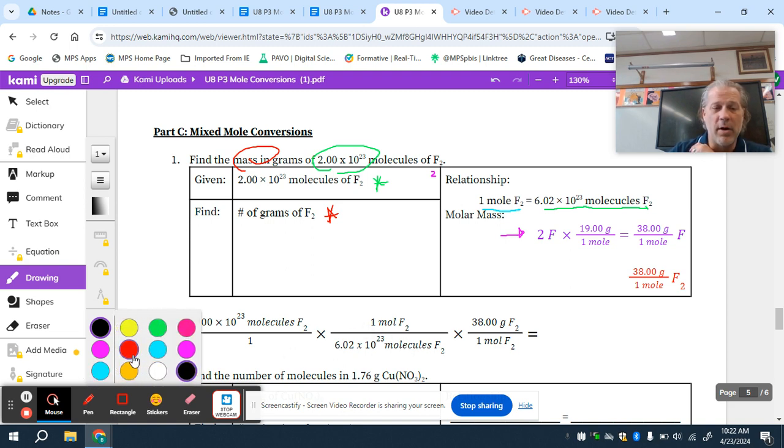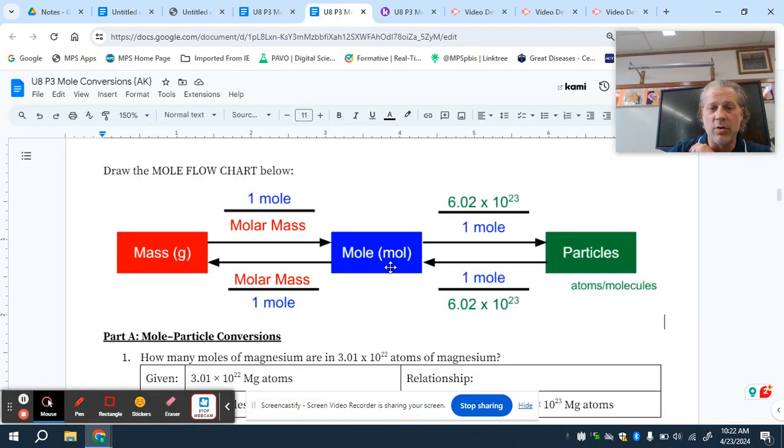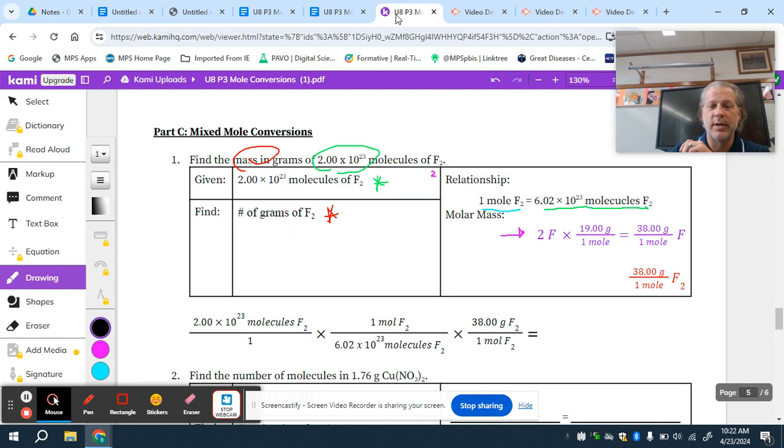And then the next part of the mole flow chart is going from moles to mass. And when I go from moles to mass, my calculated molar mass goes on top and 1 mole has to go on the bottom. So in this case, that's what I did. I put the molar mass of fluorine on the top and the 1 mole on the bottom. And the other thing that I'm going to try to point out here is that if you see molecules on top and molecules on bottom and moles on top and moles on bottom, those units cancel out, and that allows me to calculate my mass or grams.